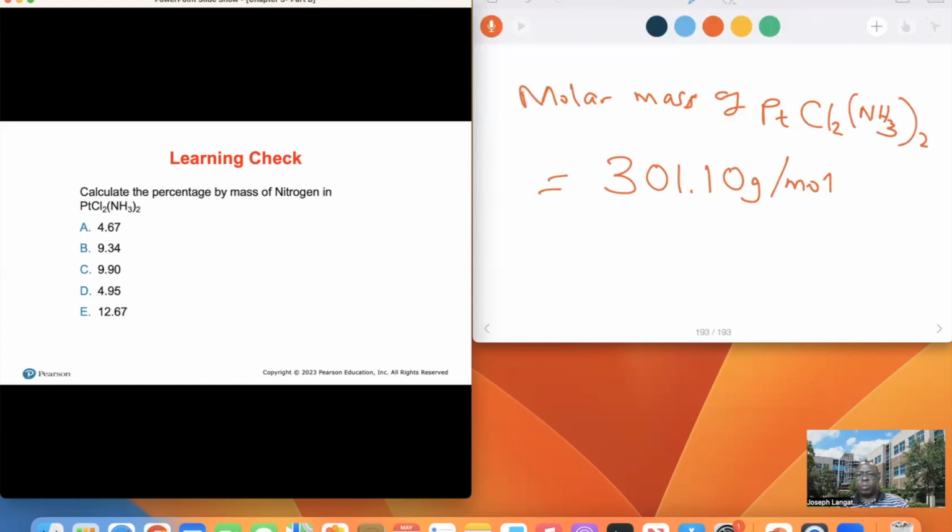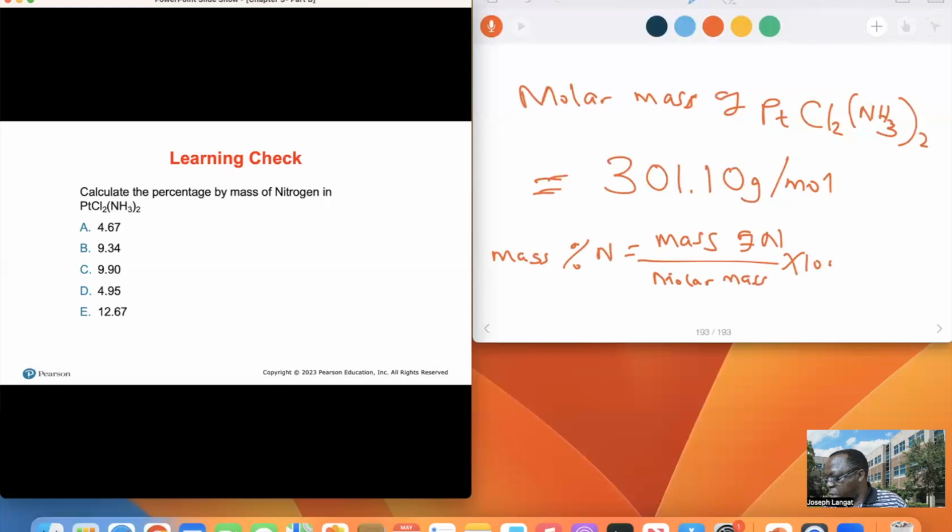To say per mole. This is the molar mass of the compound. Now, mass percent of nitrogen is given by the mass of nitrogen over molar mass times 100%.